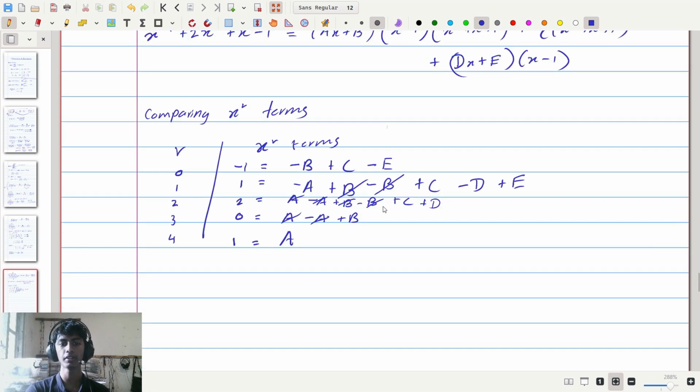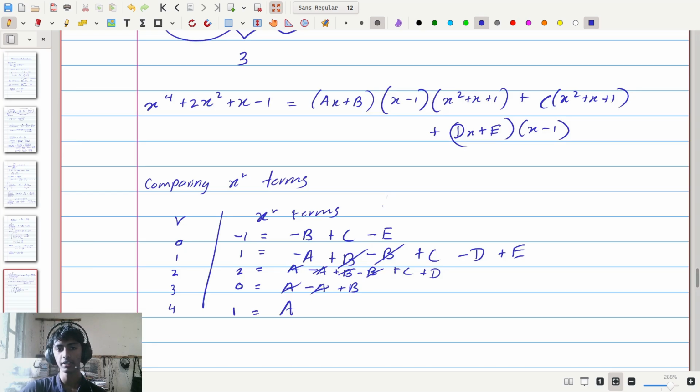Alright, so this is the set of simultaneous equations that we need here. We have -1 is equal to minus b plus c minus e. We have 1 is equal to minus a plus c minus d plus e. We have 2 is equal to c plus d. We have 0 is equal to b. We have 1 is equal to a. So we already have 2 solutions actually: 0 equal to b, 1 equal to a. We have to solve these 3 simultaneous equations in order to get c, d and e.